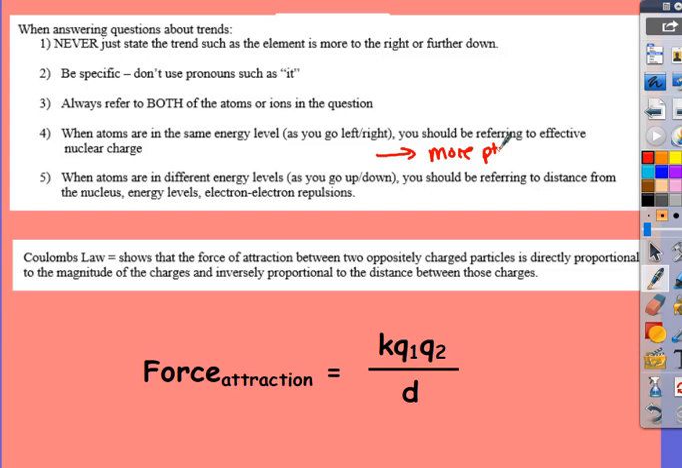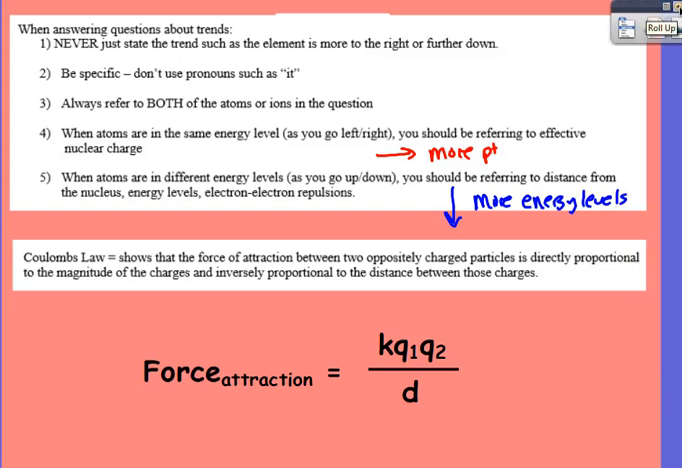When you're comparing atoms that are in different energy levels, in other words, up and down, you should be referring to the distance from the nucleus, energy levels, and electron-electron repulsions. As you go down, you have more energy levels. The electrons are going to be farther from the nucleus, and there would be more electron-electron repulsions because you have more electrons.